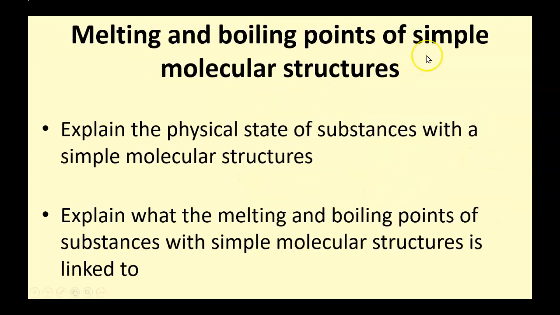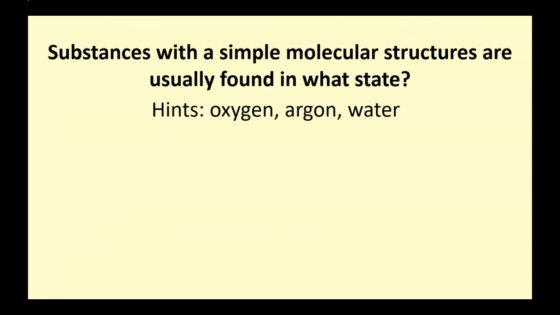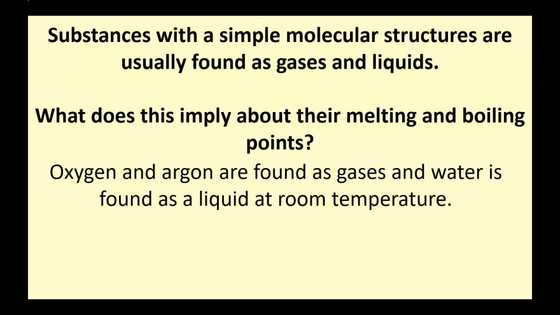The next section is looking at the melting points and boiling points of simple molecular structures. So explaining the physical state of substances with simple molecular structures and explaining the melting and boiling points of substances with simple molecular structures and what it's linked to. Substances with simple molecular structures are usually found in what state? A hint might be oxygen, argon and water. Simple molecular structures are usually found as gases or liquids.